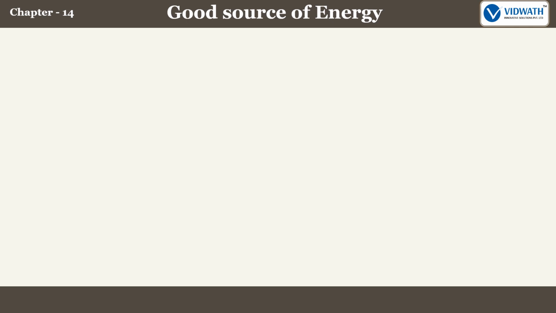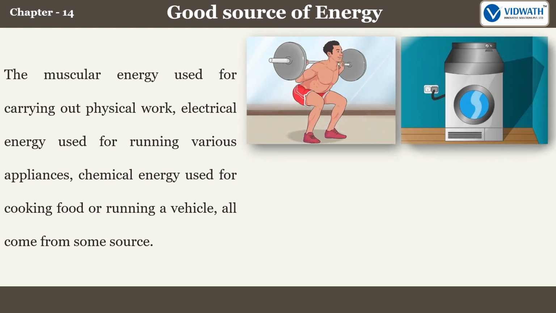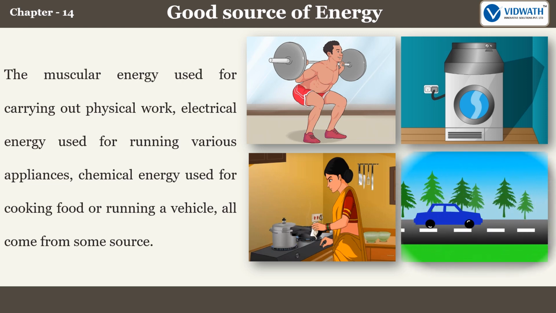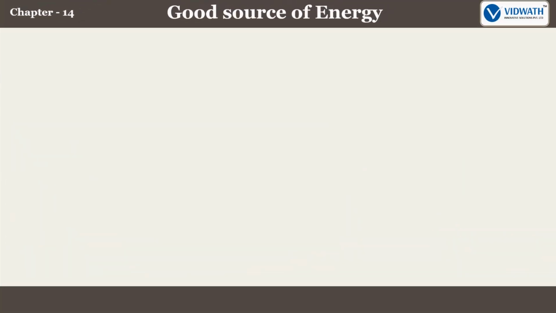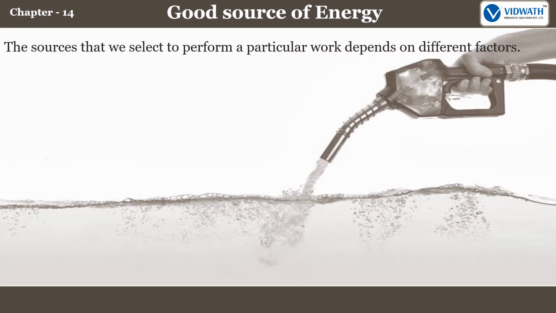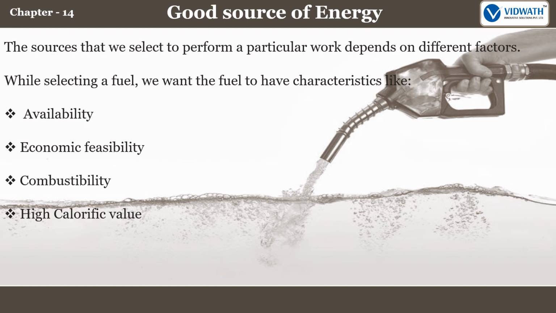Let us begin our session by analyzing what a good source of energy is. The muscular energy used for carrying out physical work, electrical energy used for running various appliances, and chemical energy used for cooking food or running a vehicle all come from some source. So, how do we select the source needed for obtaining the energy in its usable form? Well, the sources that we select to perform a particular work depend on different factors. For example, while selecting a fuel, we want the fuel to have characteristics like availability, economic feasibility, combustibility, and high calorific value.